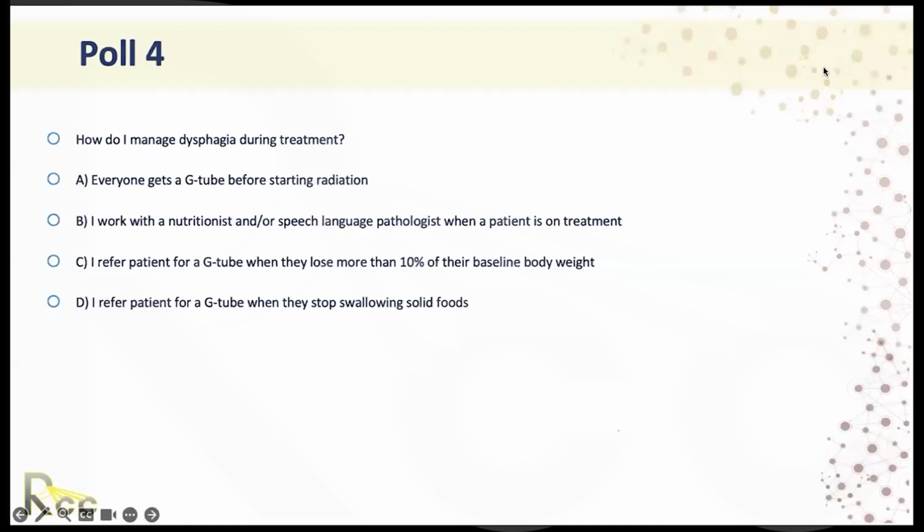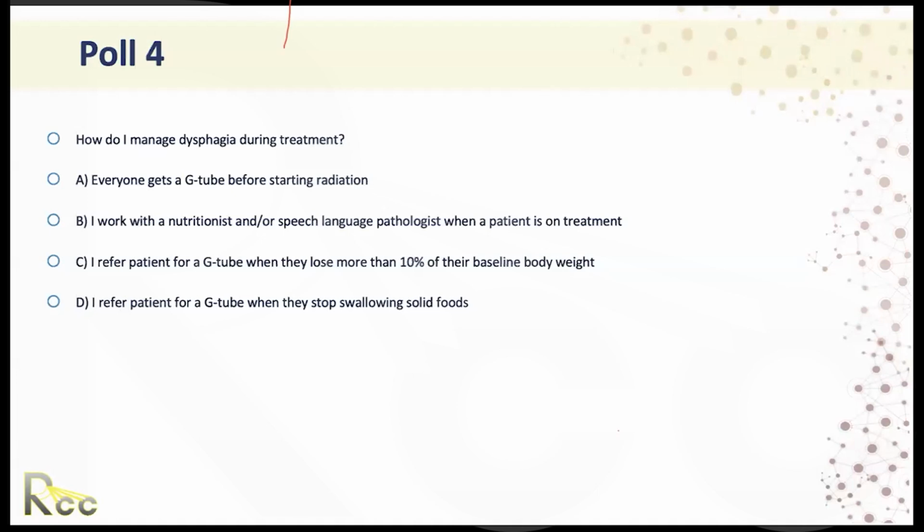Do you use a prophylactic gastrostomy tube in your routine practice or not? Yeah, that's a great question. For oropharyngeal cases, what do you do? Yeah, great question. So we don't routinely put G tubes in.